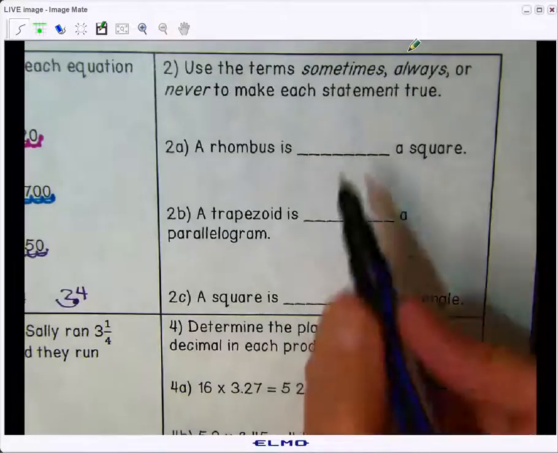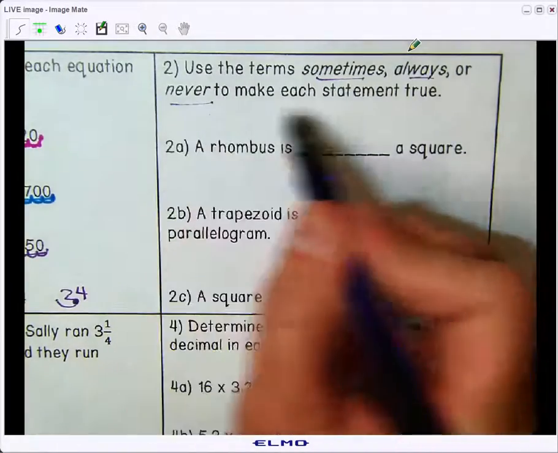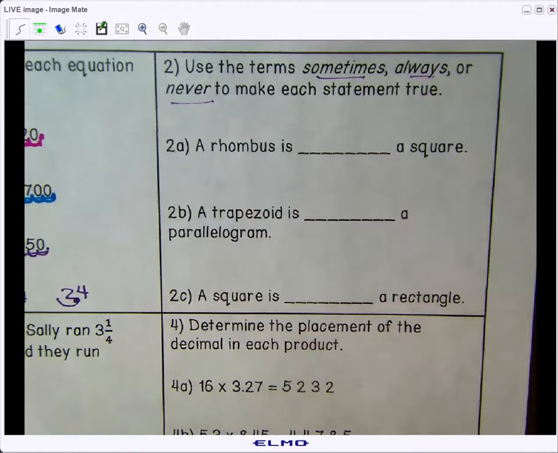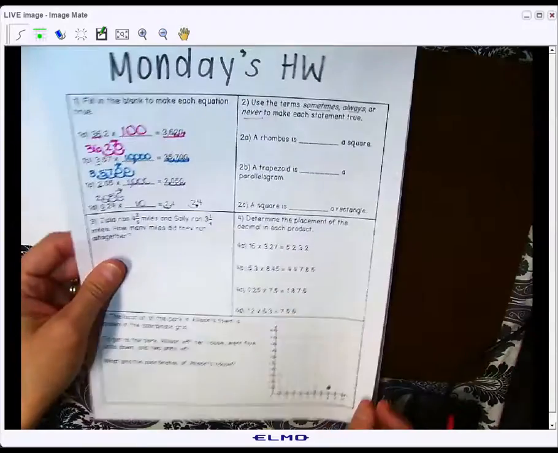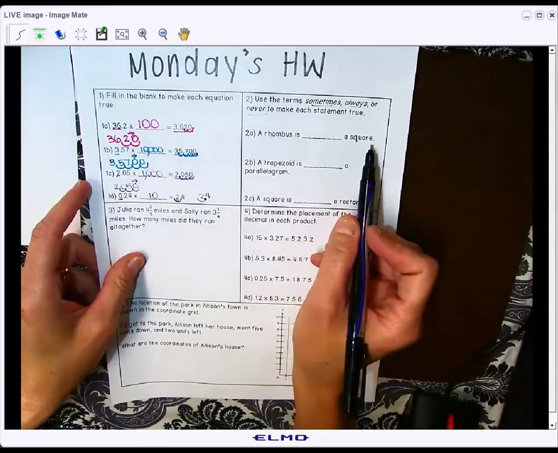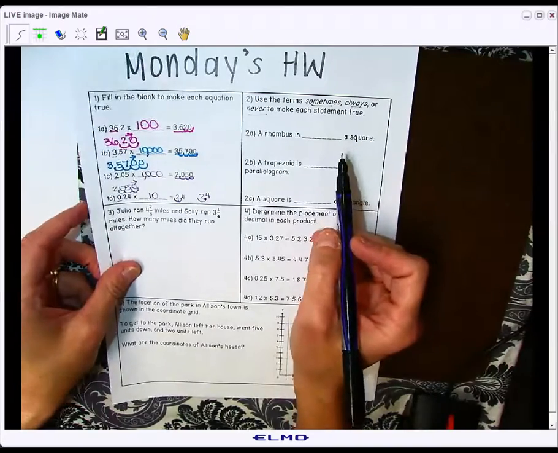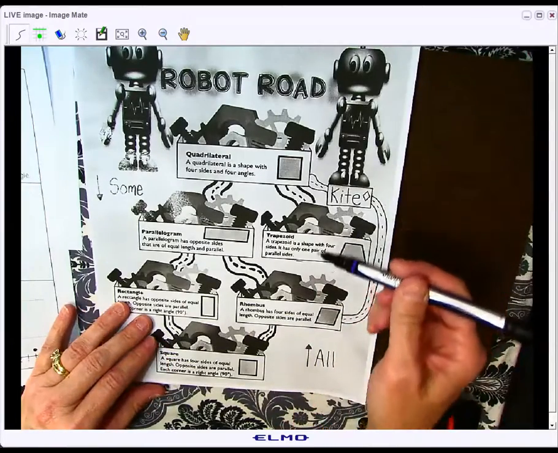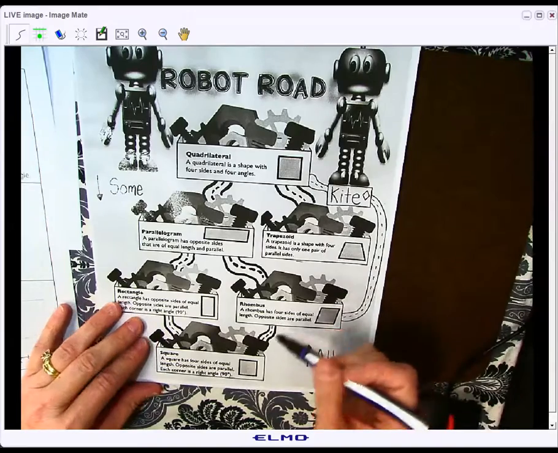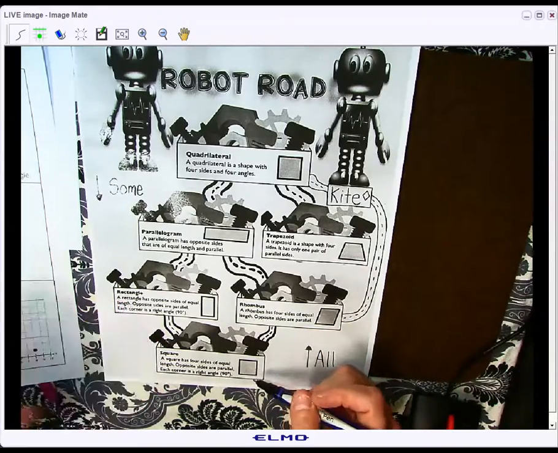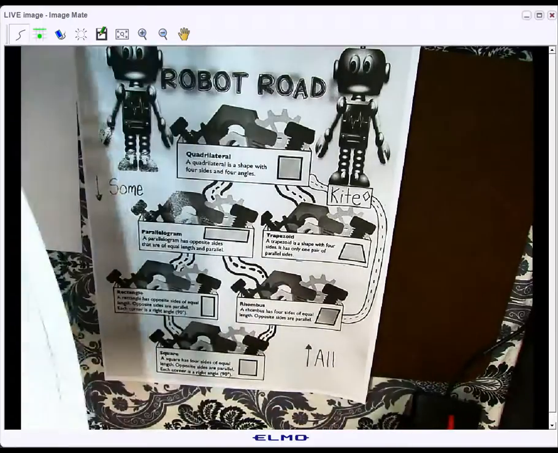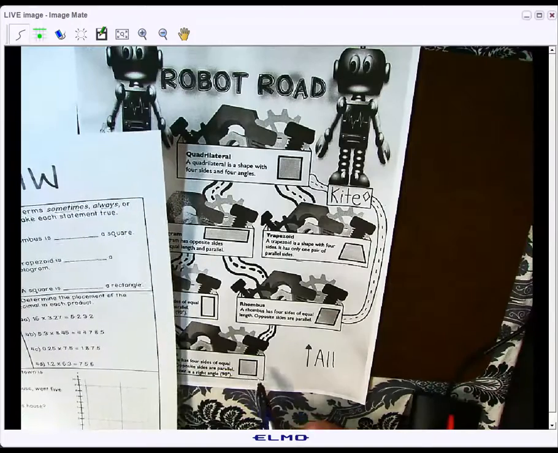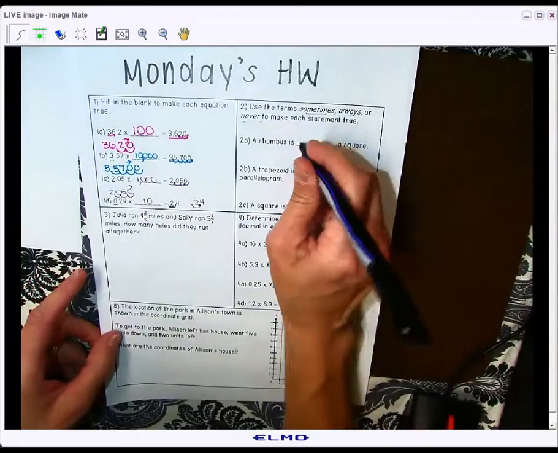Use the terms sometimes, always, or never to make each statement true. So our first question says a rhombus is blank a square. So if we remember our robot road, we know that going down the chart, a rhombus is sometimes a square. Why is that? Why is it not always? It's because a rhombus does not always have 4 right angles. So this will be sometimes.